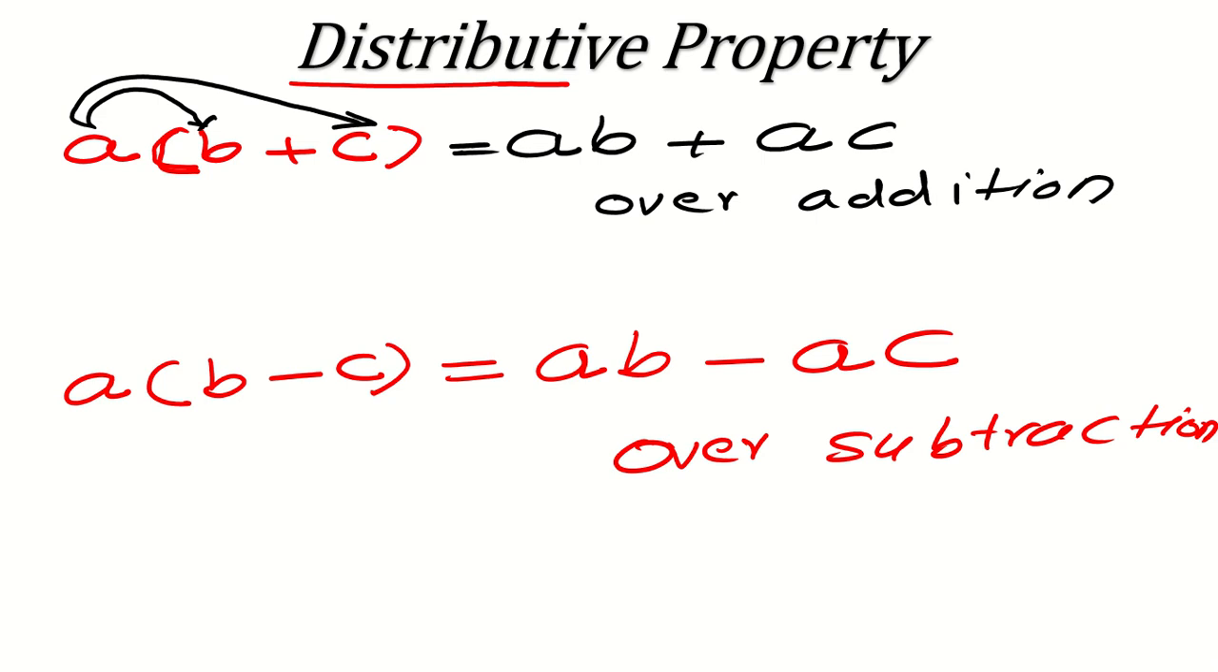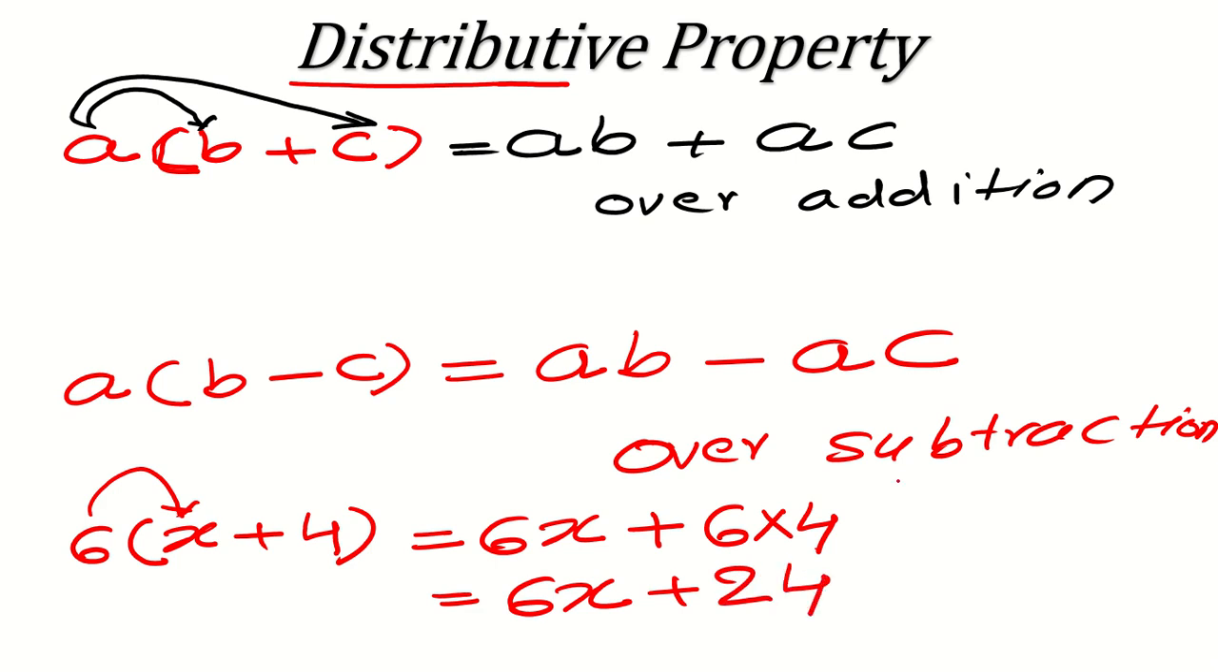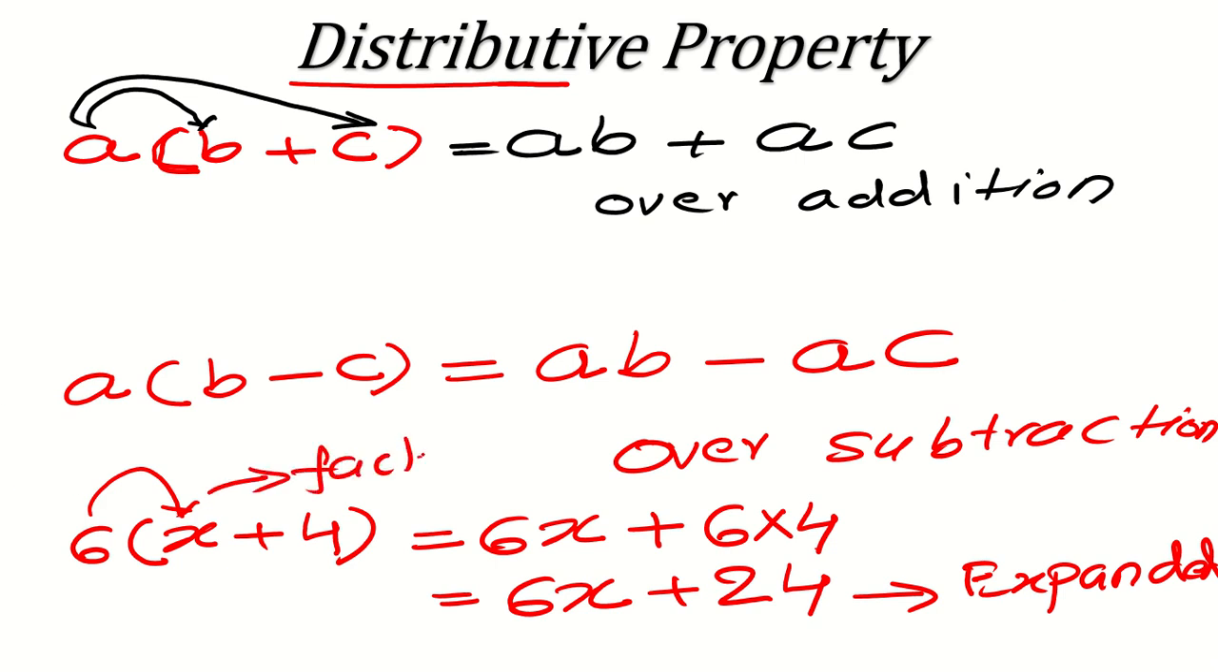So how will you utilize these properties? Let's try to understand with one example. For example, if I say 6 in the bracket x plus 4. Okay, so how will you do this? First 6 will go to x with multiplication. So 6 multiply x means 6x plus, then 6 will go to 4. So 6 multiply 4. And what will be the answer? The answer will be 6x plus 24. Okay. This last one is called expanded form. And the first one, what was the question? This is called factor form.